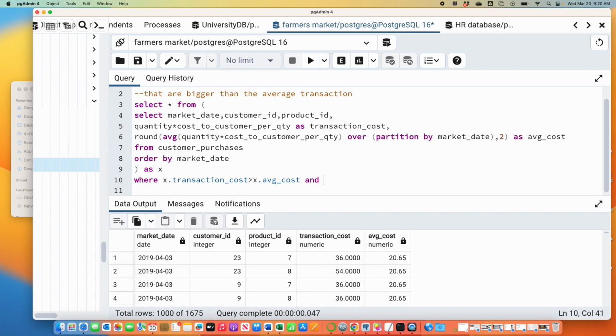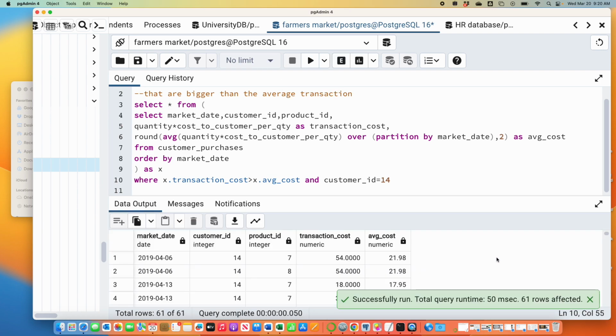Yeah, so this is easily modifiable for things like that. You can say, I want the transaction to be bigger than the average, and also I care about only customer 14. So you can filter this little subtable you made however you feel like.